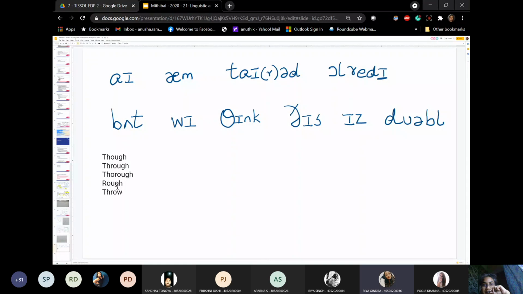Ma'am, they're all different. See, look at it. Just look at this, this is through, right? If I'm looking at it, this is through, isn't it? This is thorough. Just look at the rough also. And then this is rough. This is a different pronunciation altogether. The spelling remains the same.